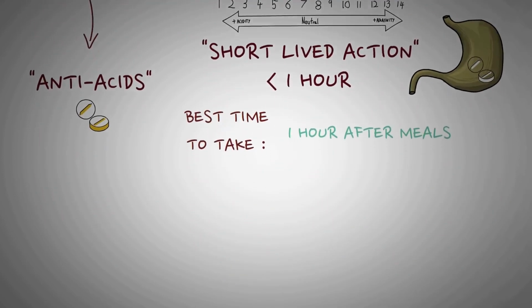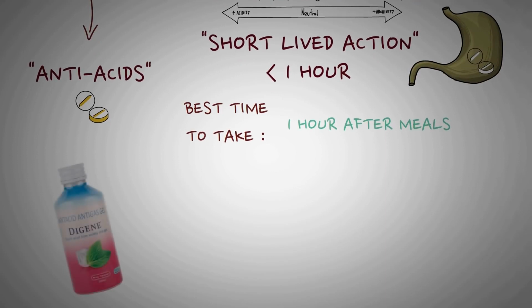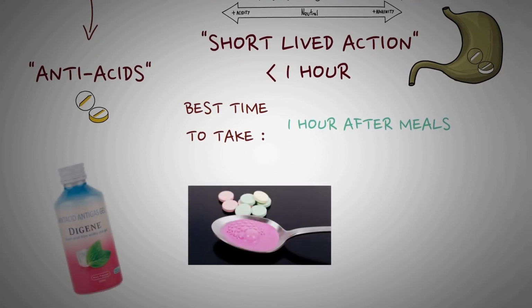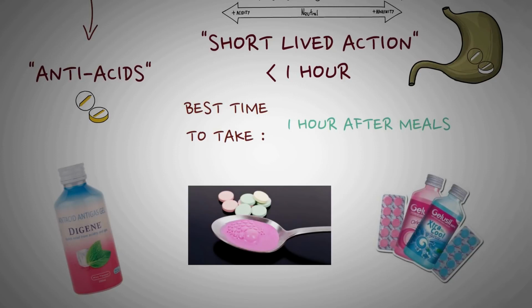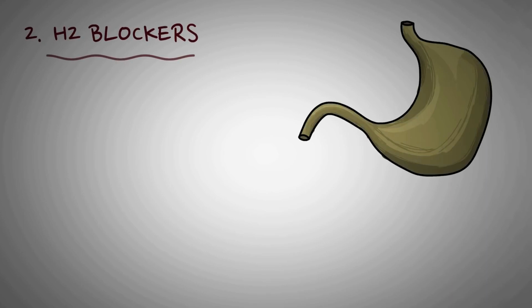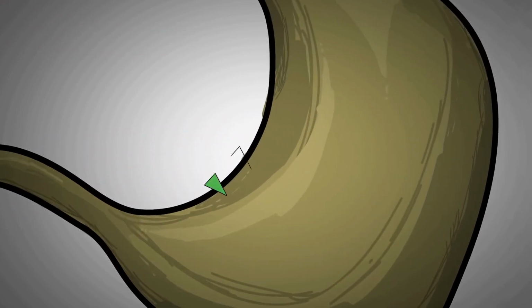Since the food from meals slows the emptying from the stomach, an antacid taken after a meal stays in the stomach for longer and is more effective. Antacids are usually made of aluminium, magnesium, or calcium. After the antacids, the next class of drugs that are used in the acid reflux disease are known as H2 blockers. You see, there are H2 receptors in the cells of the wall of our stomach.